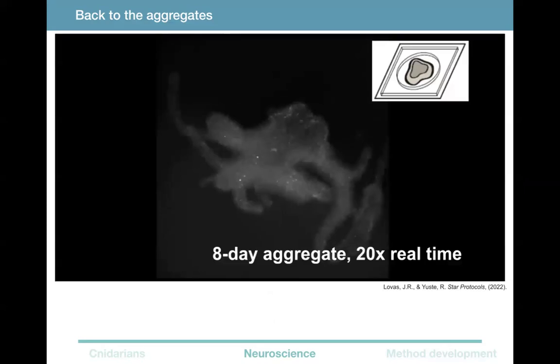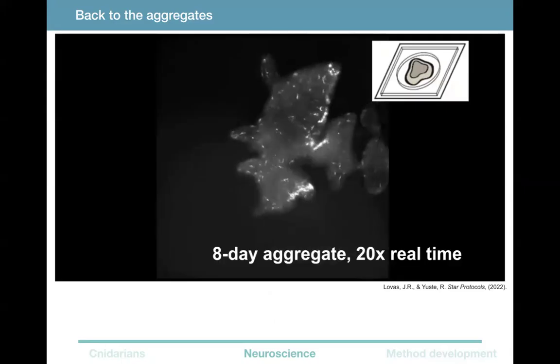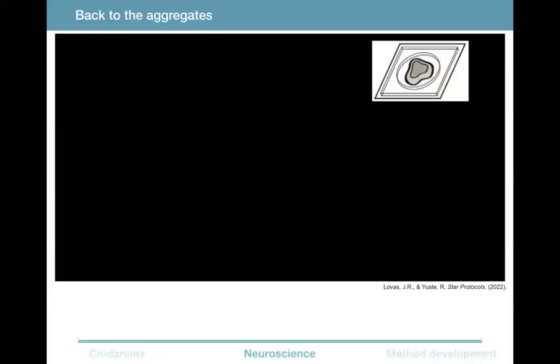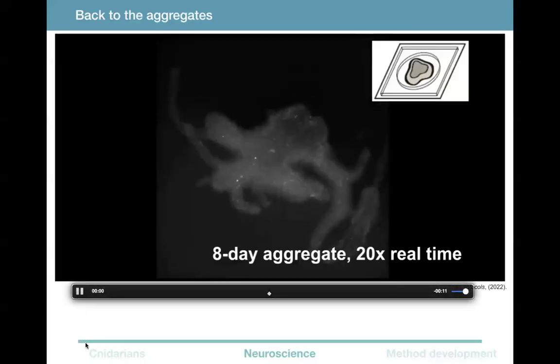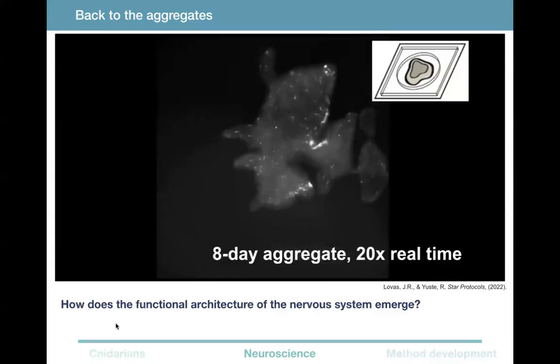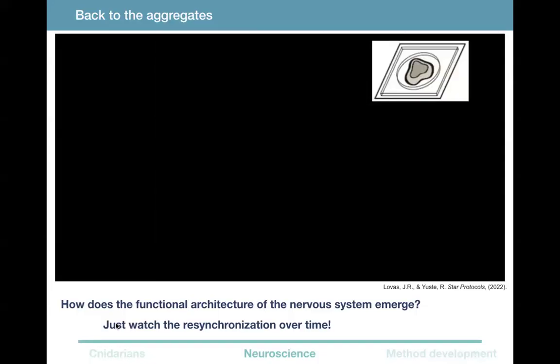And then by about 8 days, you have an animal that in its body plan is still very strange. It has multiple heads and multiple feet. But if you're looking at the structure of the nerve net, it's almost identical to what you see in the adult polyp. And so the question we had started with is, how does this functional architecture of the nervous system emerge? What we'd like to do is really just watch this resynchronization over time. So starting from an initial aggregate all the way through to the full redevelopment of the nerve net, what happens, and what physical models describe this sort of resynchronization.